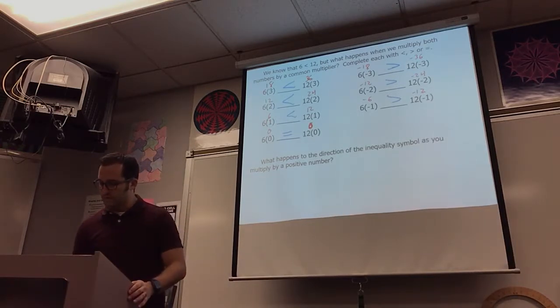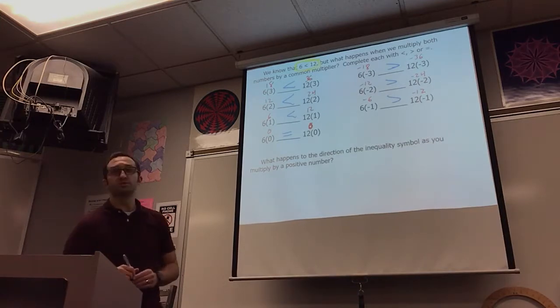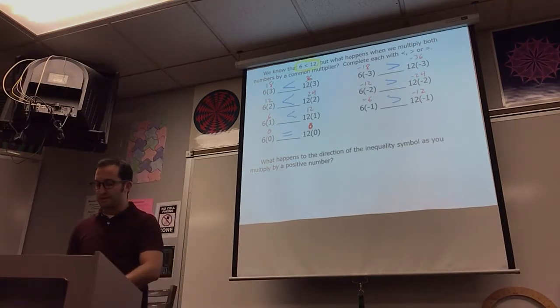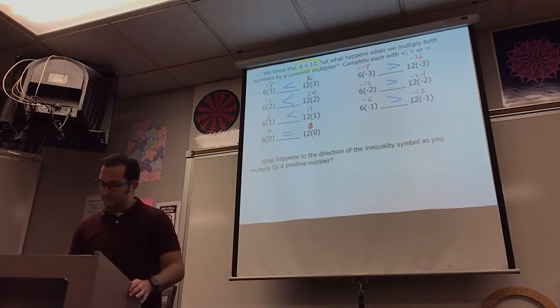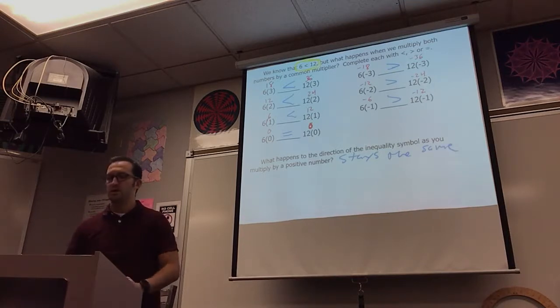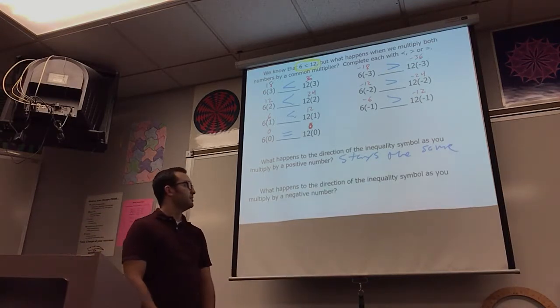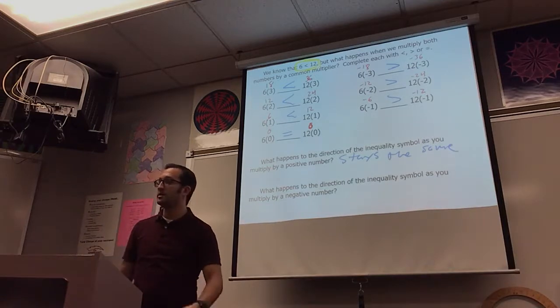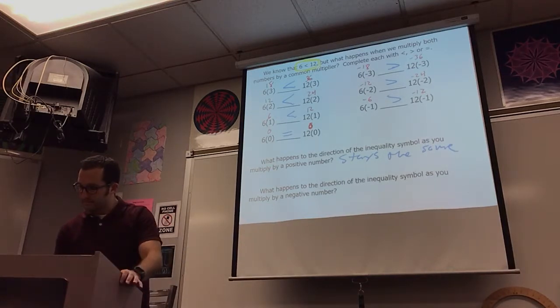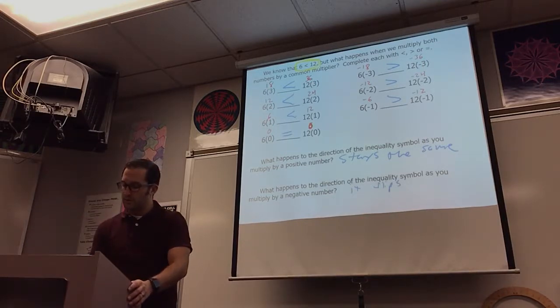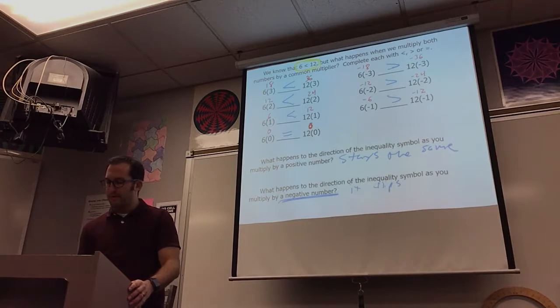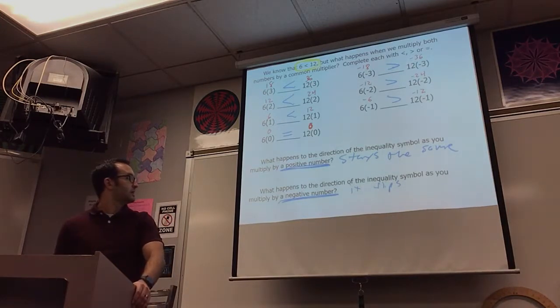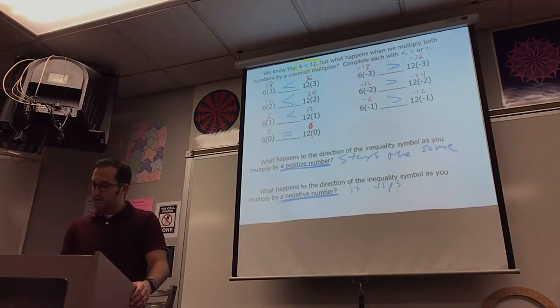Remember, our original symbol was this. This is our original problem. 6 is less than 12. What happens to the symbol when you multiply by a positive number? It stays the same. What happens when you multiply by a negative number? It flips, it changes, it flips. So, when you multiply by a negative number, it flips. When you multiply by a positive number, it stays the same. So remember, it flips.